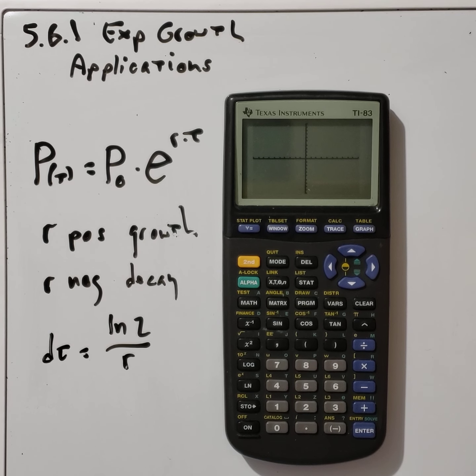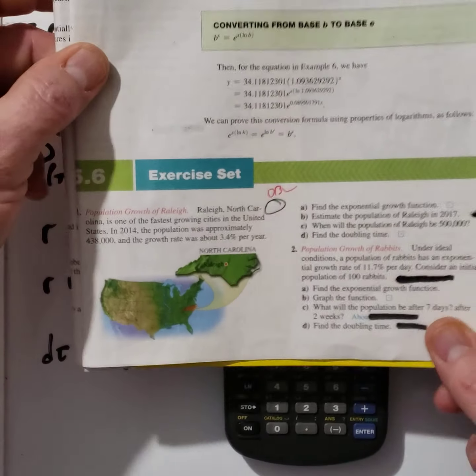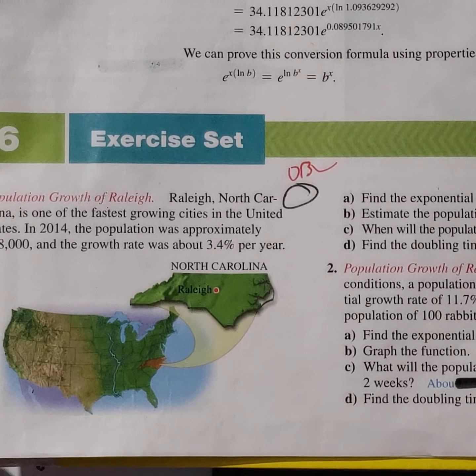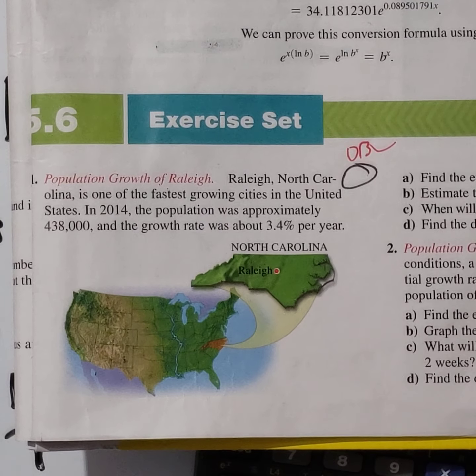We're still in 5.6.1, still looking at exponential growth and decay. I'm going to look at a couple word problems right out of the book here. First one, we've got, I apologize for how messed up my book is. That looks really bad, I imagine.